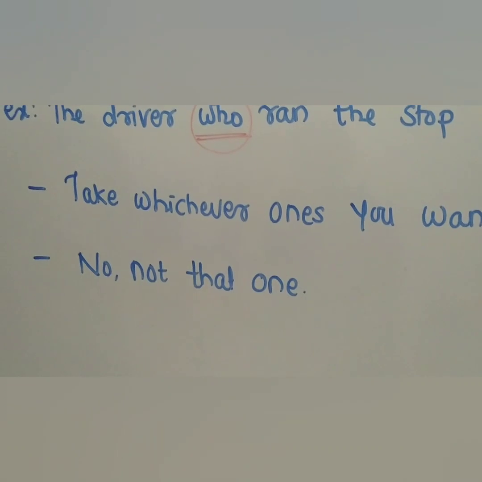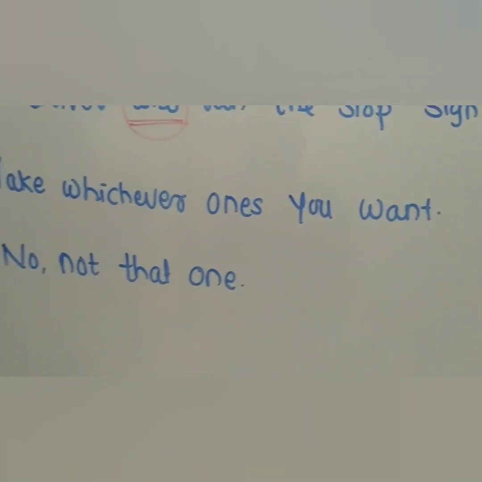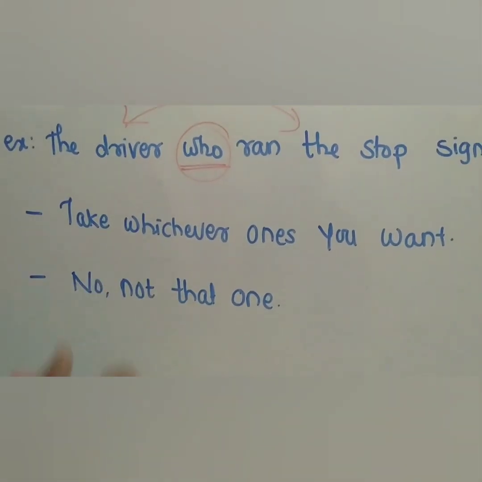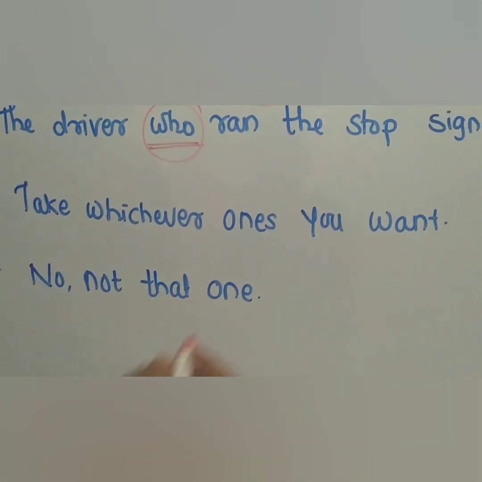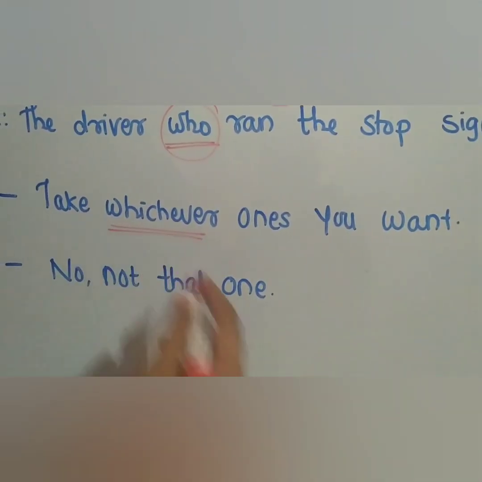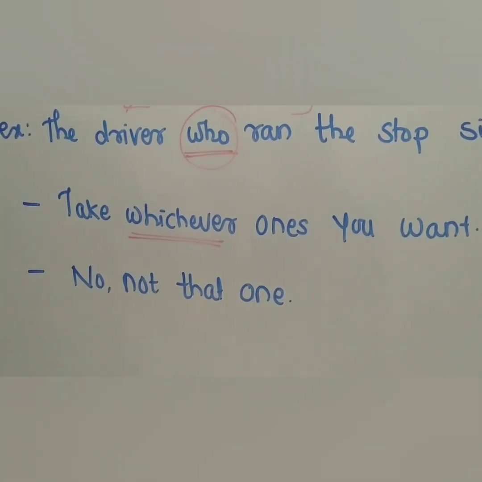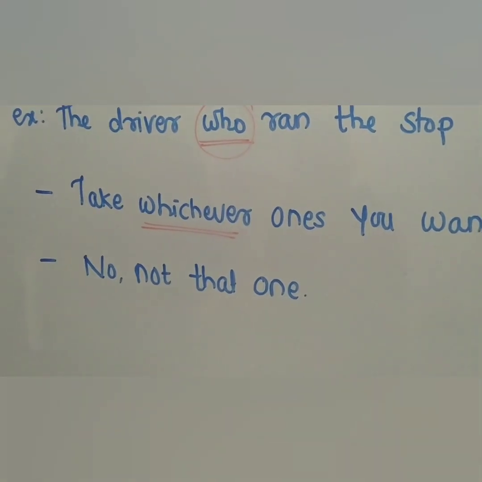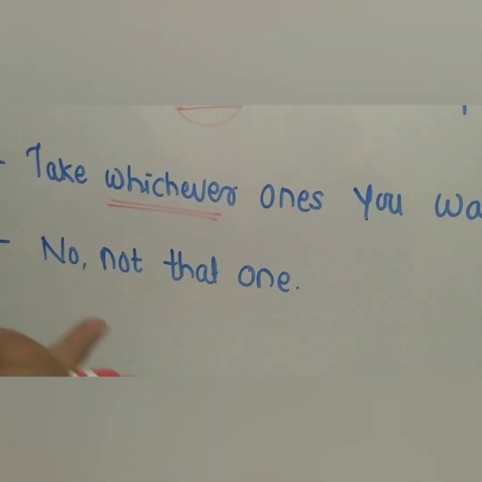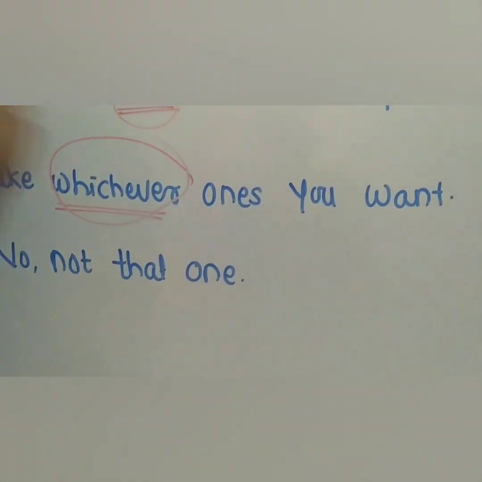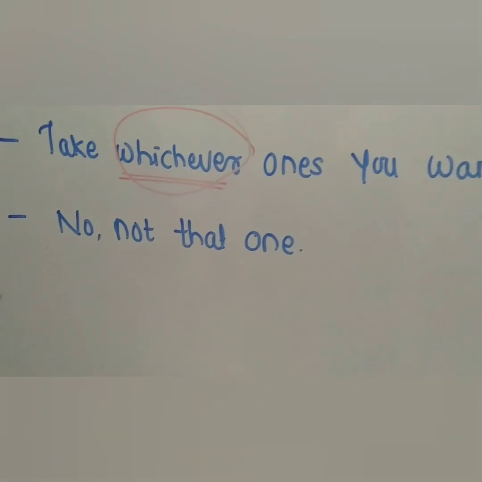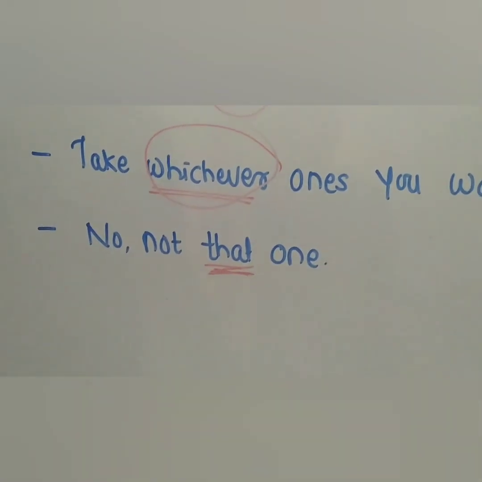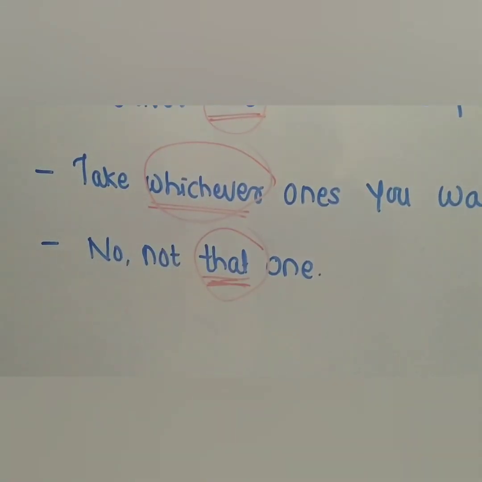Now the second one: take whichever ones you want. So dear students, when you buy something in a shop, this type of conversation happens. Take whichever ones you want: whichever you select from the different types of pieces. The shopkeeper shows you different types of pieces and then you can select one of them. So in "take whichever ones you want," whichever indicates a relative pronoun. Now: no, not that one. Sometimes we say, no, that one, I like the different one. So that indicates the relative pronoun.